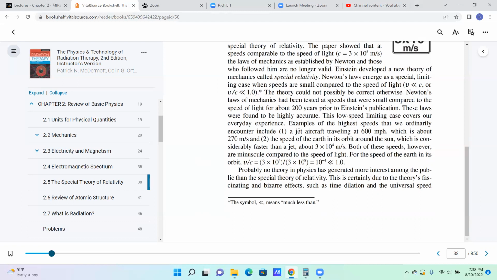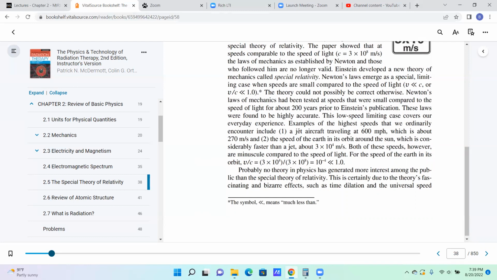Theory could not possibly be correct otherwise. Newton's laws of mechanics have been tested at speeds that were small compared to the speed of light for about 200 years, and they kept working, so everybody just kind of kept going with them. The problem is you're testing at a particular point at which you're able to apply this. You start increasing the speeds, things start changing.